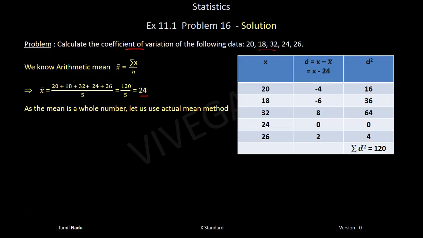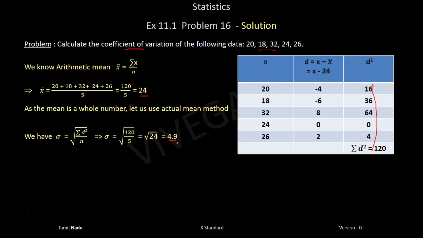And we have to add. So what is our formula? The formula for sigma in the actual mean method is the square root of sigma d square by n, right? So add up all these numbers, and that will get us 120. So sigma d square is 120 in our case, divided by 5, the number of entries. So 120 by 5 is 24. So root of 24 is 4.9.